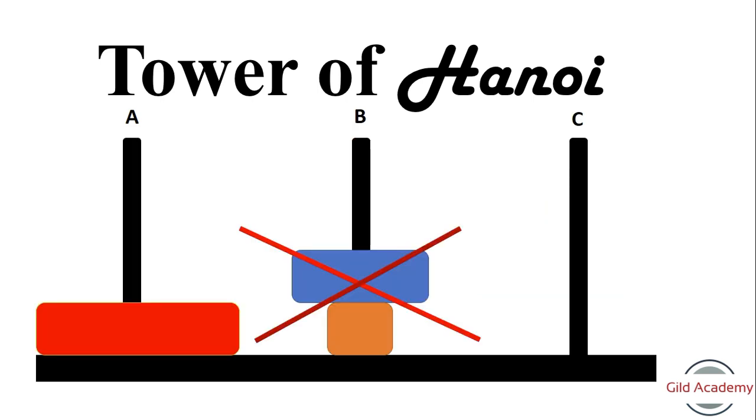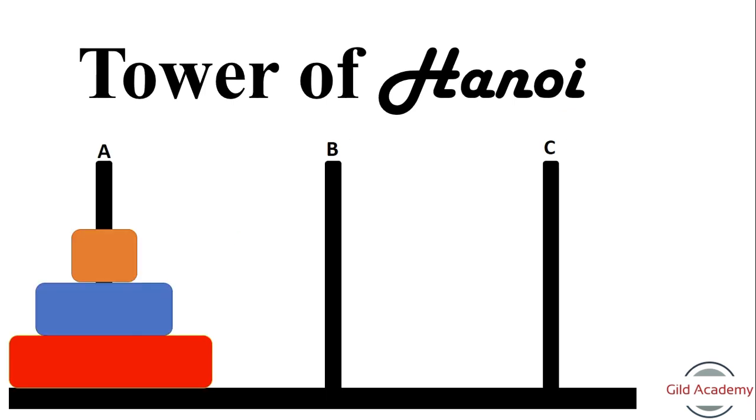The condition is that there shouldn't be a situation where a bigger ring is on top of a smaller ring. So what you can see on the screen right now is not allowed. Going forward, we will be referring to this condition as the condition of Tower of Hanoi. Let's do a quick run of the solution of this problem for three rings.